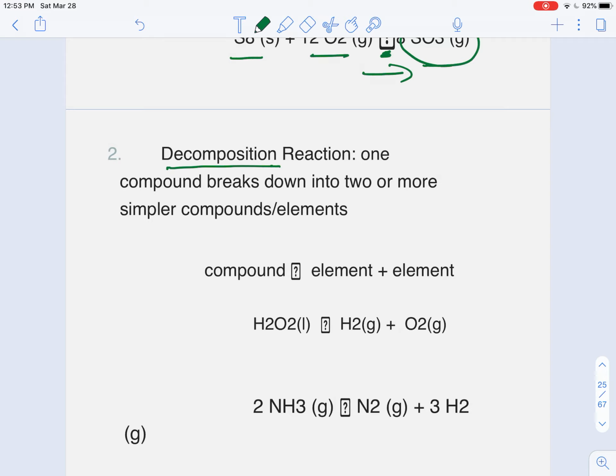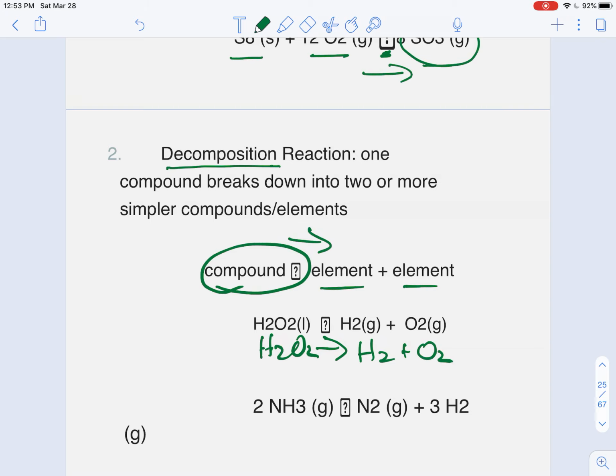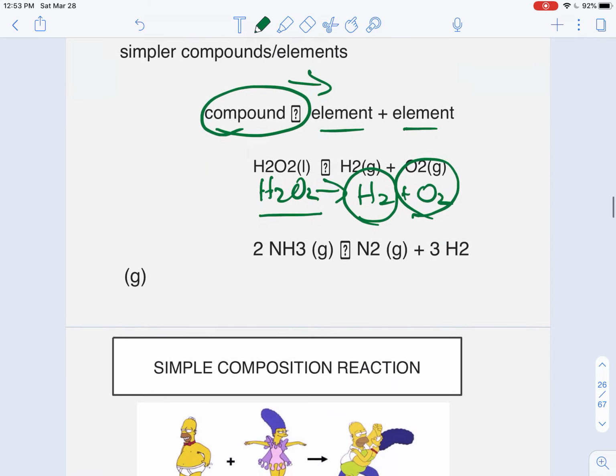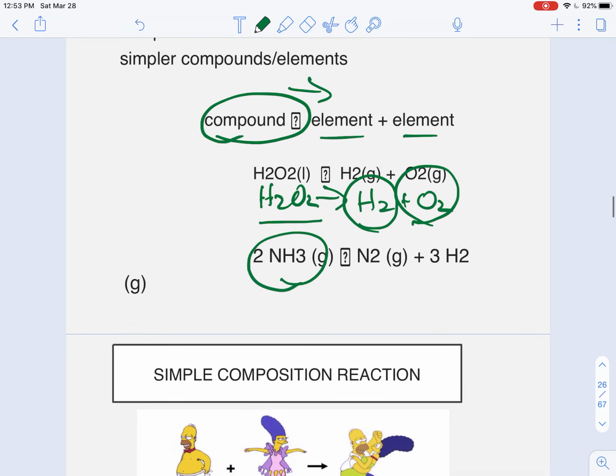Second kind is the very exact opposite of composition. It's decomposition. And this is when one compound is broken down into its elements. So in this case, this is peroxide being broken into hydrogen and oxygen. So it's a compound that breaks into its 2 elements. Over here, ammonia is being broken into nitrogen and hydrogen. Again, a compound being broken into its 2 elements.